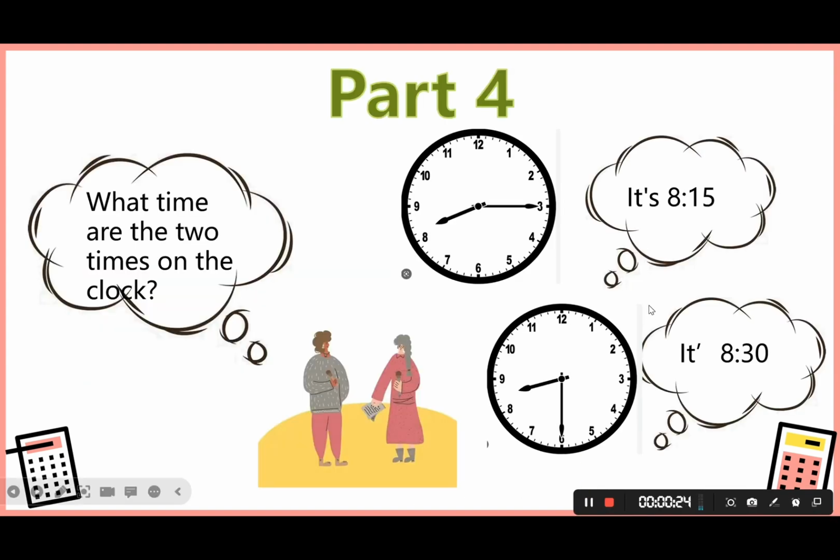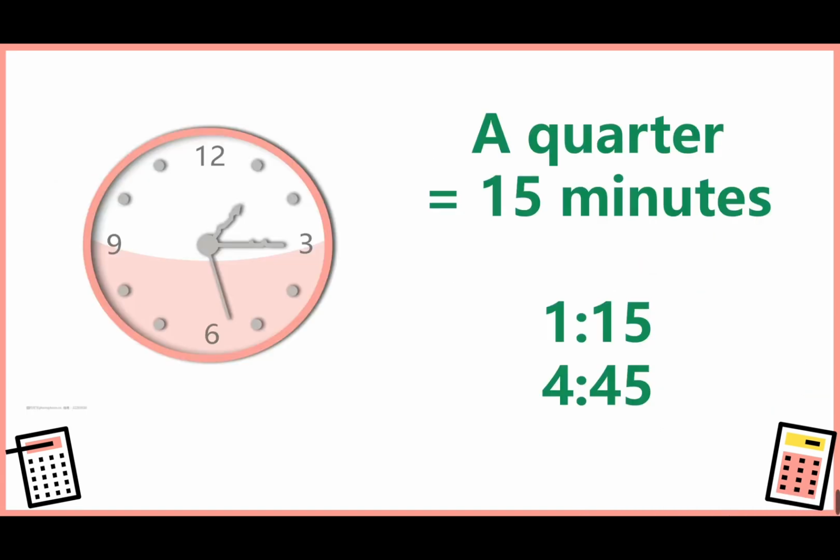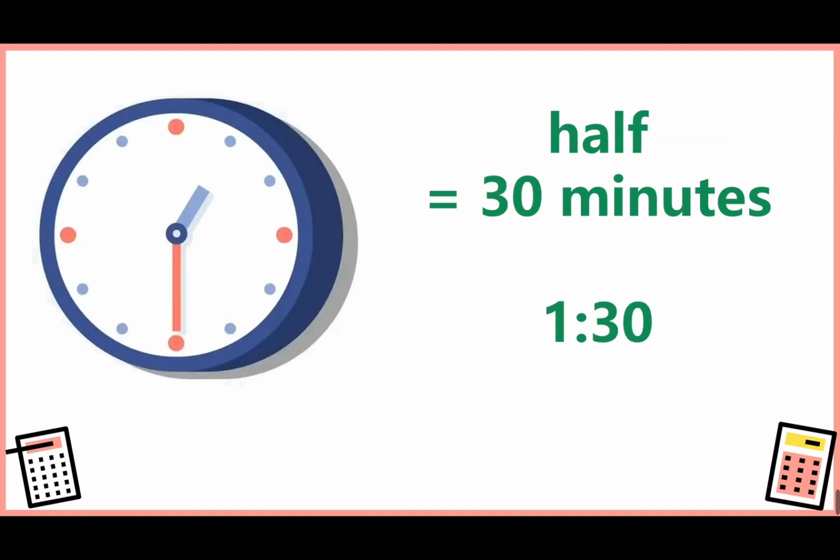Part 4. What time is it? It's a quarter past 8, or another is half past 8. 15 minutes is also called a quarter. For example, 1:15 is a quarter past 1. 4:45 is a quarter to 5. And half is for 30 minutes, such as 1:30 is half past 1.